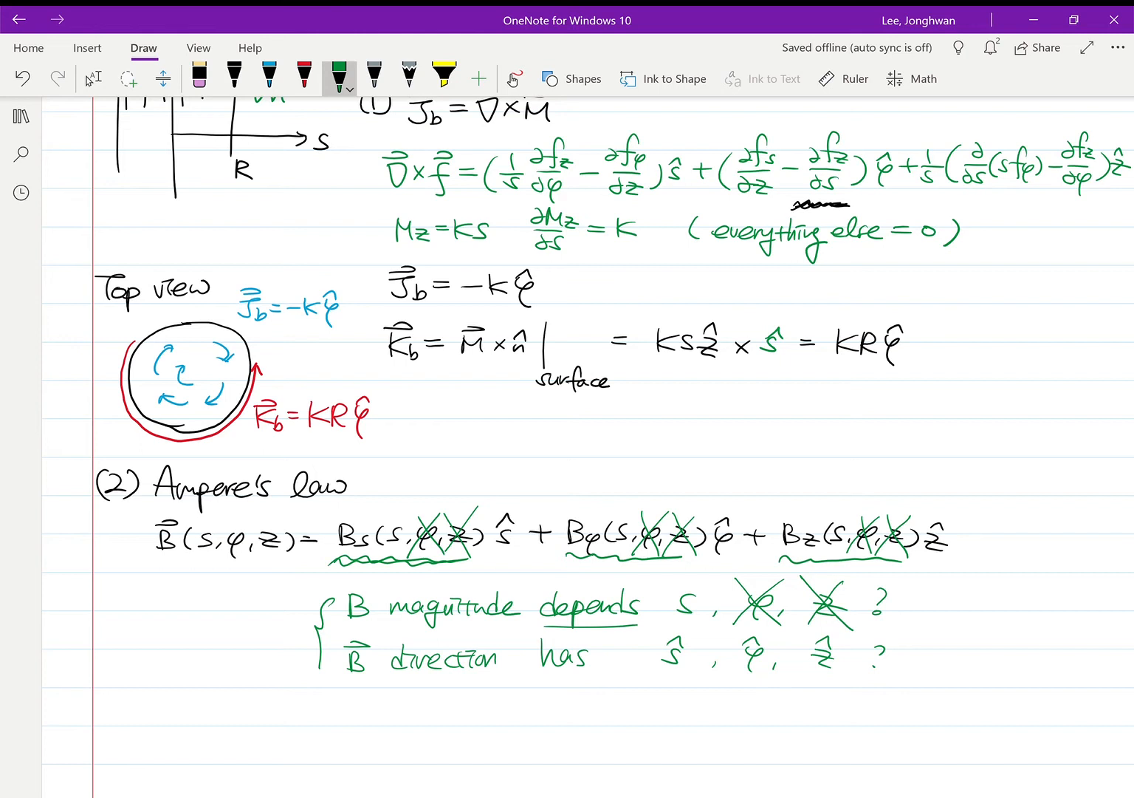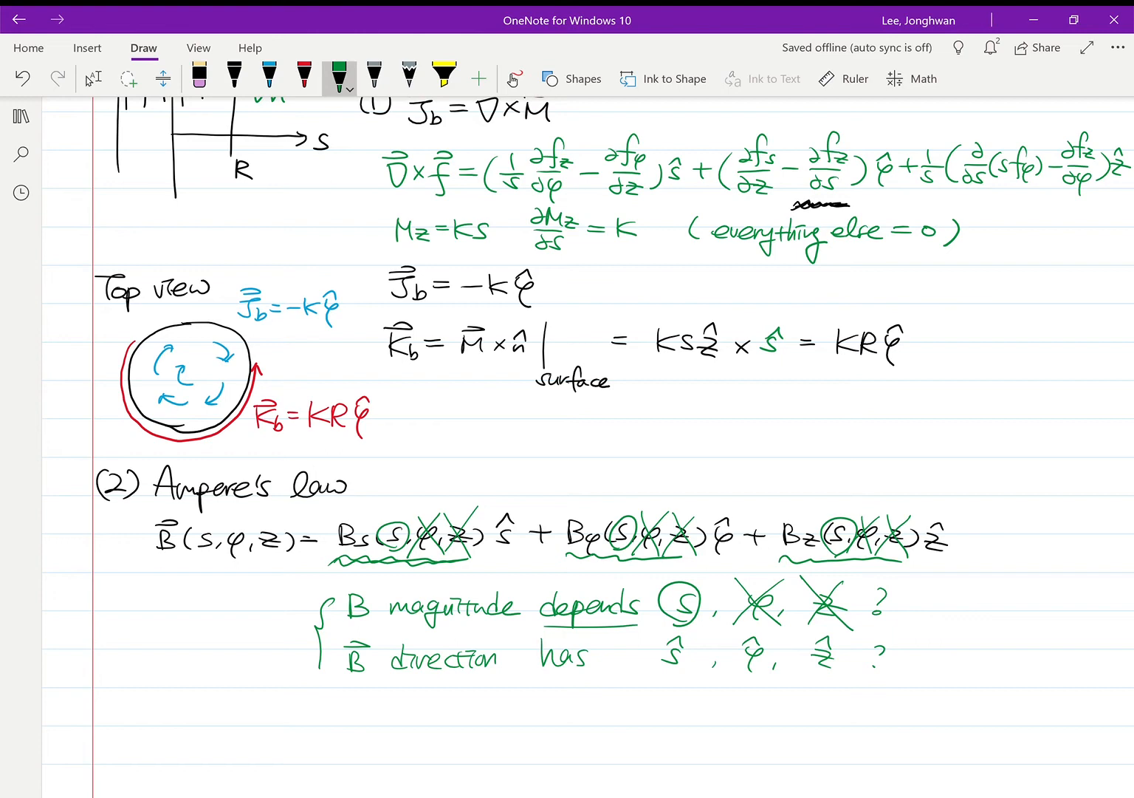And let's think about S. Maybe it will depend on S, because if you measure the B field from this current distribution very close to the cylinder or very far from the cylinder, the B field will be different. The B field will be weaker and weaker if you measure from farther and farther from the cylinder. So we think S should be here. And now we have a little bit simpler form, but we still have three unknown functions, Bs, Bphi, and Bz.